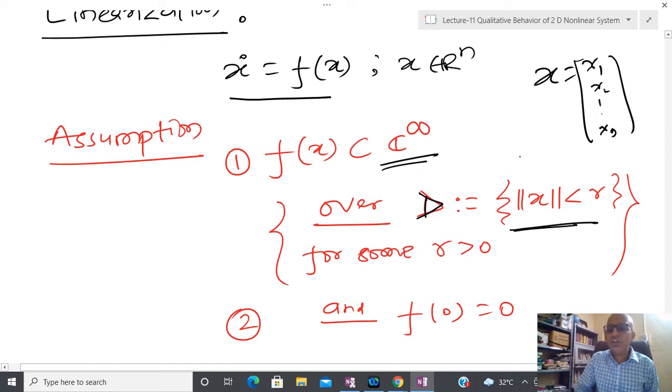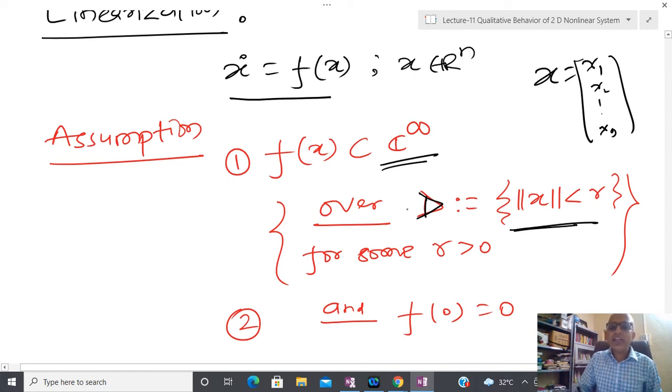Two norm, you already know what the meaning of two norm is: x1 square, x2 square, x3 square, and so on, less than r. Whenever we talk about a norm, an n-dimensional quantity is converted into one dimension. So this will create some kind of ball. I will discuss this point again, because I haven't discussed norms and these kinds of things till now.